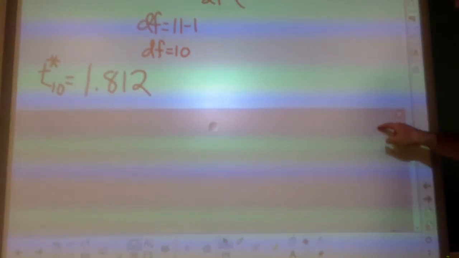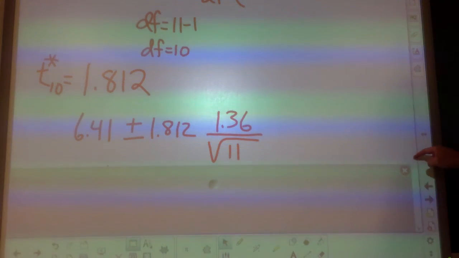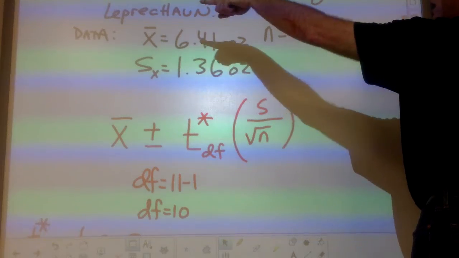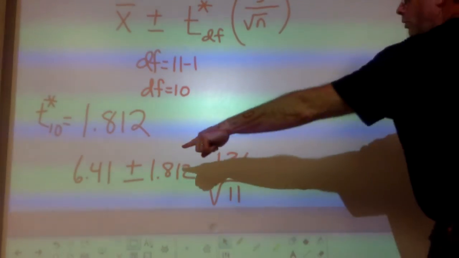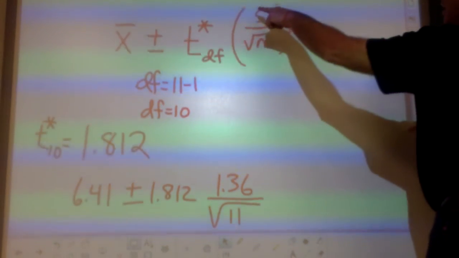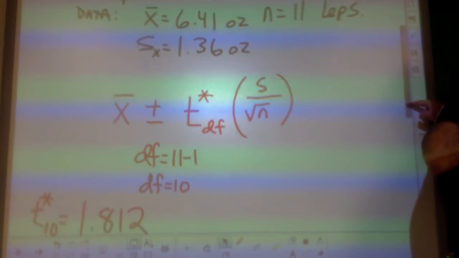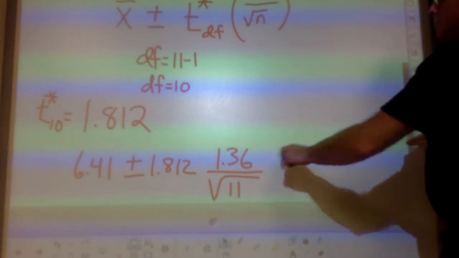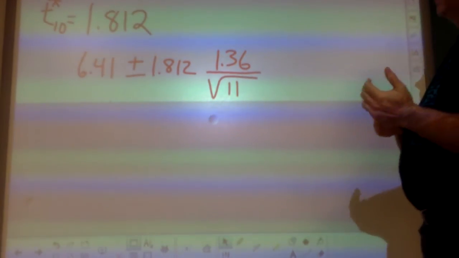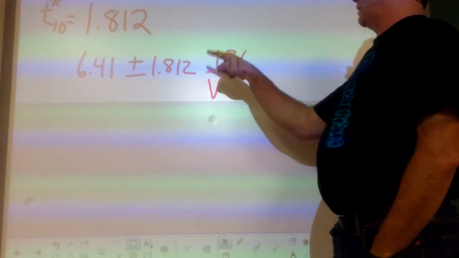So now that I know that, I can fill in my formula. Again, where do all these numbers come from? Well, that's X bar given in the problem. 1.812, found it from the table. 1.36 was our S given in the problem. And our square root of our sample size of 11. So then I type that on the calculator. Remember, you're just going to do 6.41 plus this number times this.